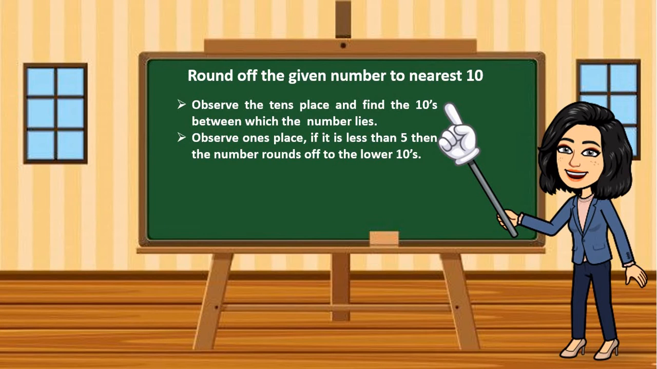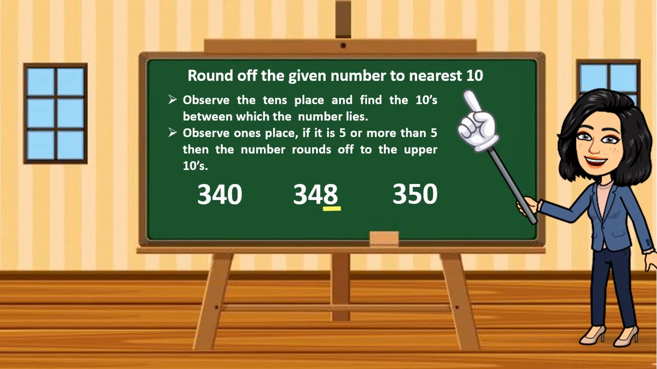So, we may simply say that in order to round off a number to the nearest 10, we will observe the tens place of the number and we will see between which two tens it falls. And now we will observe the ones place of the number. If the digit at ones place is any number from 1 to 4, then the given number is rounded off to the lower 10. And if the digit at ones place is any number from 5 to 9, then the given number is rounded off to the bigger 10.